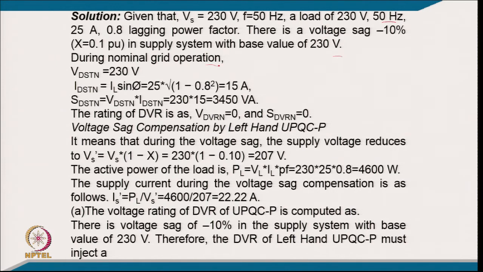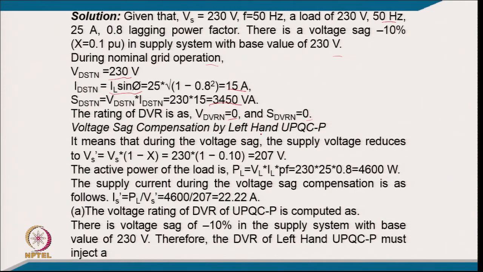So, during normal grid condition, the DVR and D-STATCOM voltage is 230 volt and the current rating corresponds to the reactive power of the load. That is about 15 ampere, and the rating of the D-STATCOM is 230 into 15, which is 3450 VA. The rating of the DVR is typically 0 because we are not injecting any voltage, so the VA rating is also 0.